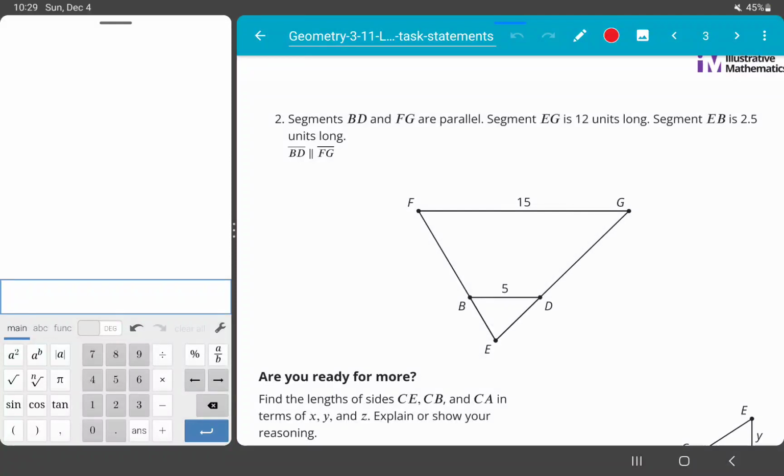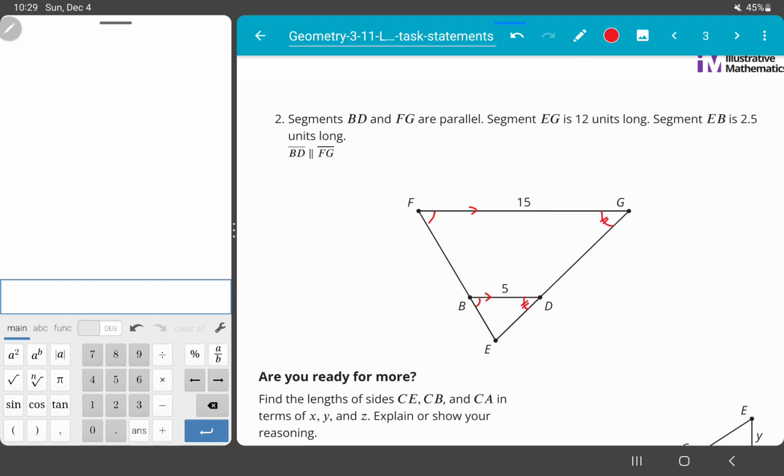EG and FG are parallel. Segment EG is 12 units long. Segment EB is 2.5 units long. BD is parallel to FG. Okay, so first thing is we can mark these segments here as being parallel. Since these are parallel, we can mark our congruent angles.